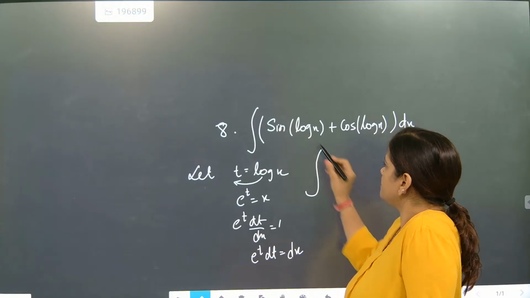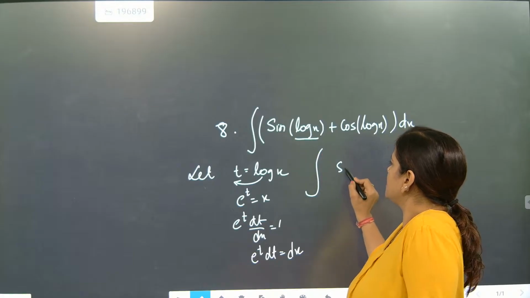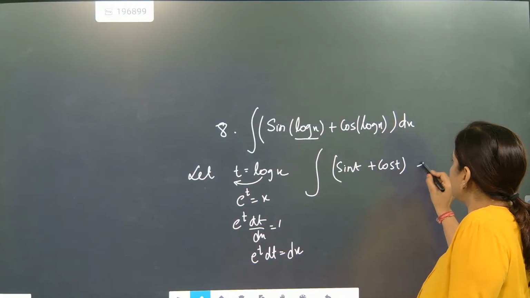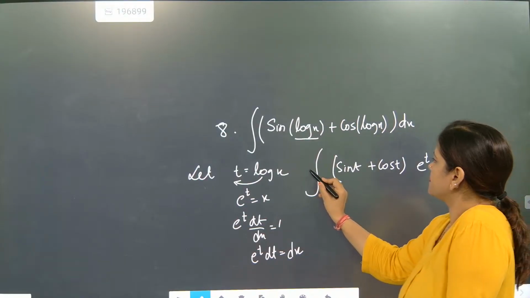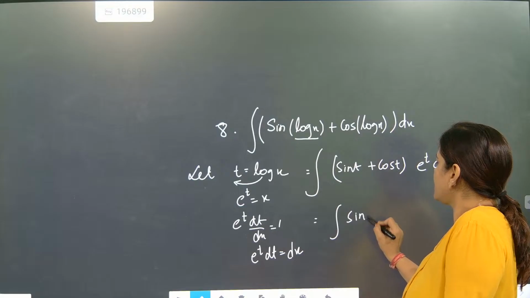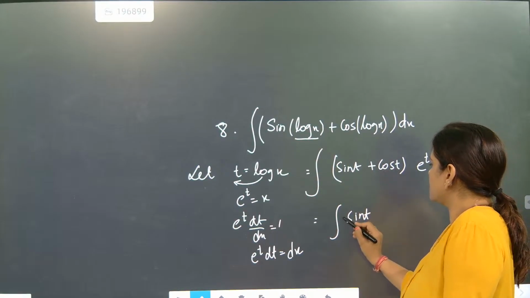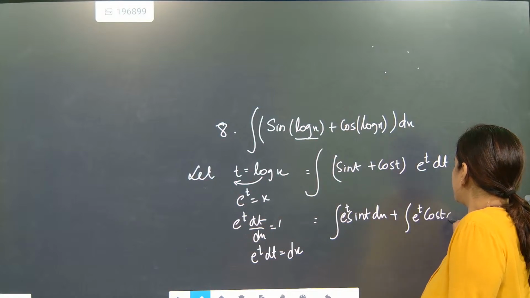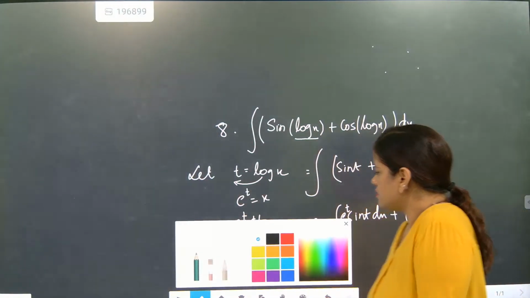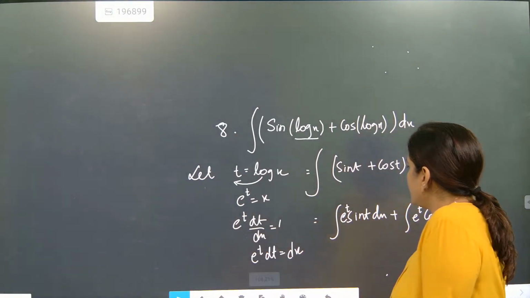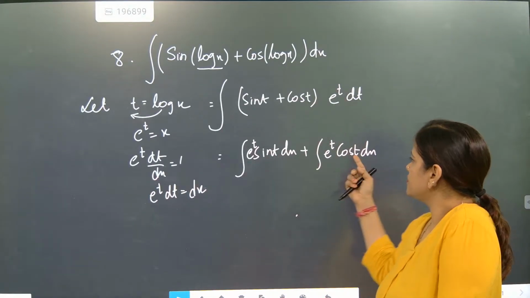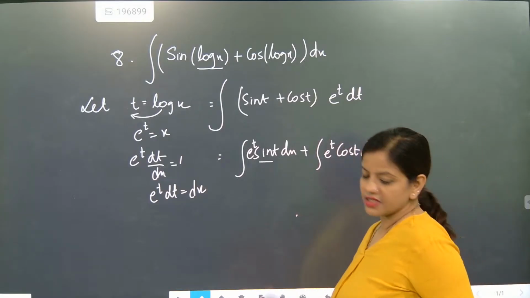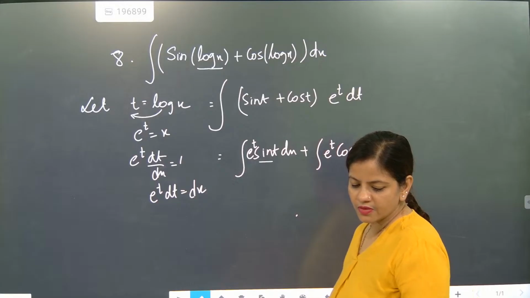Here this part will become sin t plus cos t. Instead of dx, it will become e to the power t dt. So it will become e to the power t sin t dt plus e to the power t cos t dt. Okay, so now we know what we have to do. We have to start integration of this one. Directly we can solve, but we need to do one more thing. Sin x will become cos x.